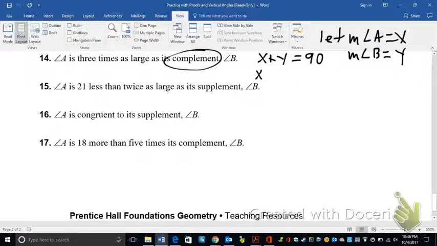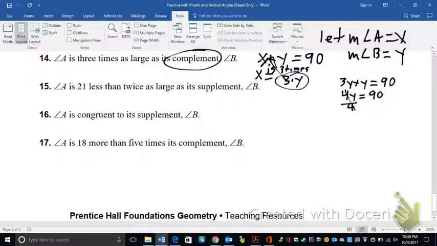We also now know that A is 3 times as large as its complement B. So we're going to go x is 3 times its complement, y. We're now going to substitute that 3y in for x. So we get 3y plus y equals 90 degrees. 4y equals 90 degrees. Divide both sides by 4. We get y equals 22.5.